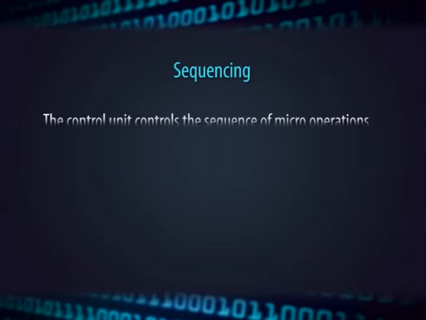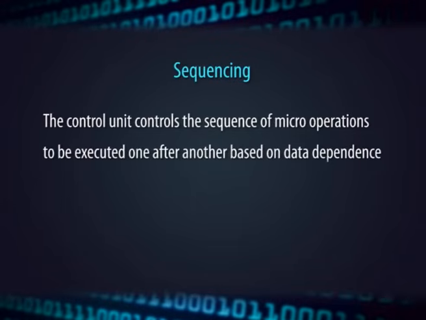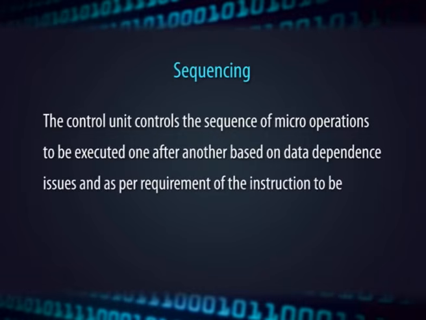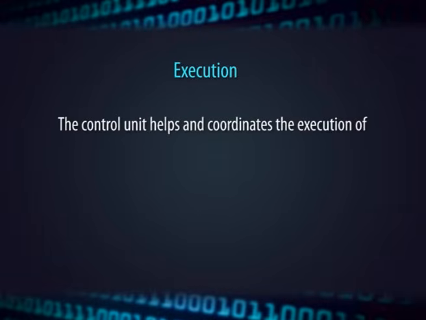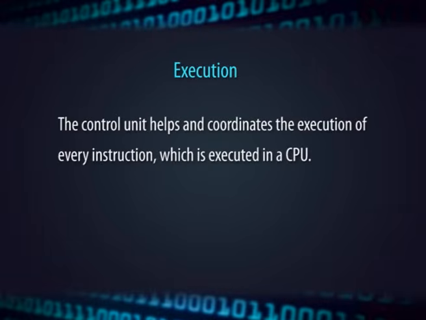The first important task is sequencing. The control unit controls the sequence of the micro operations to be executed one after another based on data dependence issues and as per the requirement of the instruction to be executed. The second important task of the control unit is execution. The control unit helps and coordinates the execution of every instruction which is executed in the CPU.